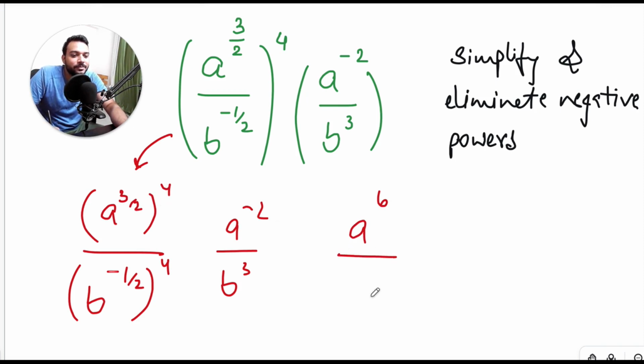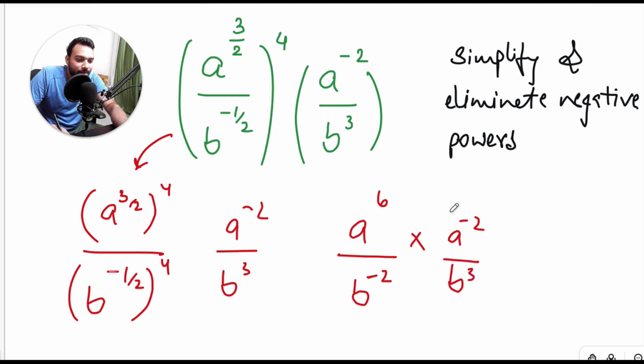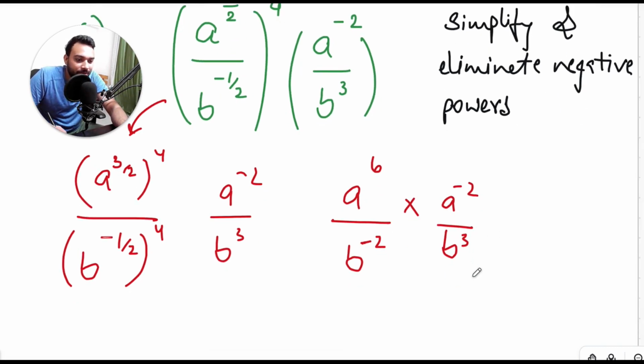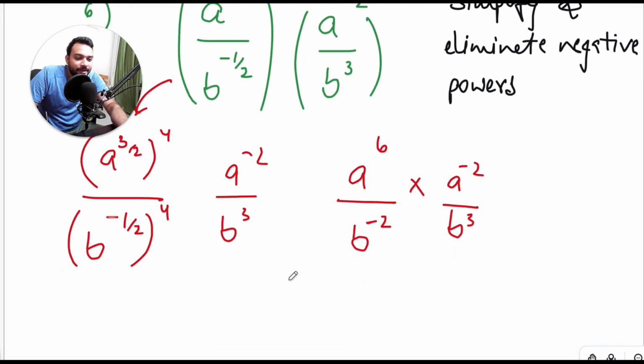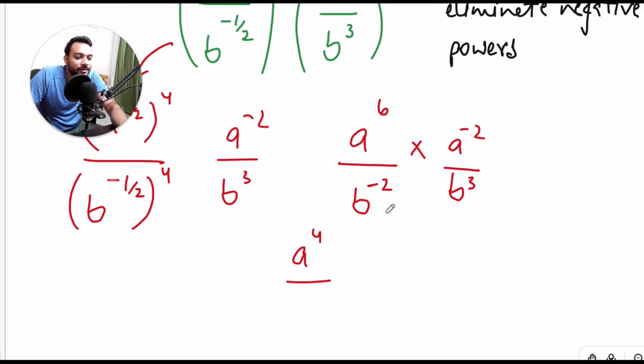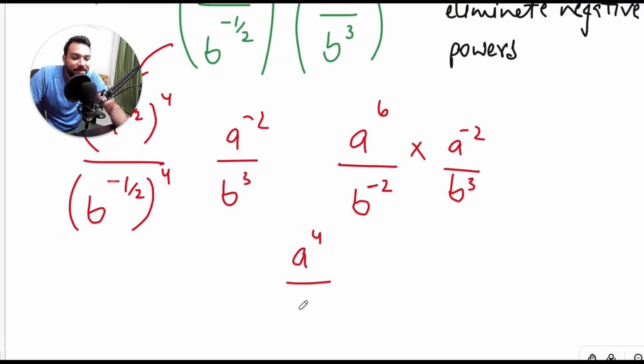Upon b raised power negative half raised power 4, that means b raised power negative half times 4, or b raised power negative 2. Times a raised power negative 2 over b raised power 3. Now, make use of rule number 1 of exponents in the numerator and denominator separately. So a raised power 6 times a raised power minus 2 is a raised power 6 minus 2, a raised power 4, over b raised power minus 2 times b raised power 3, b raised power minus 2 plus 3, b. That is it. Is that simple?